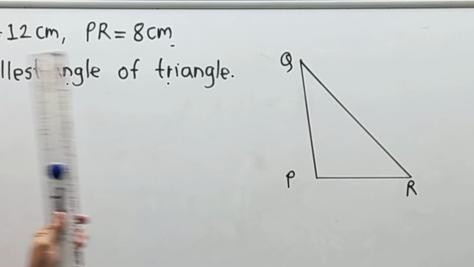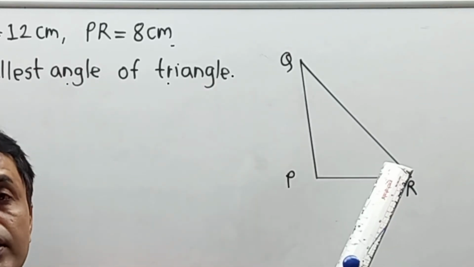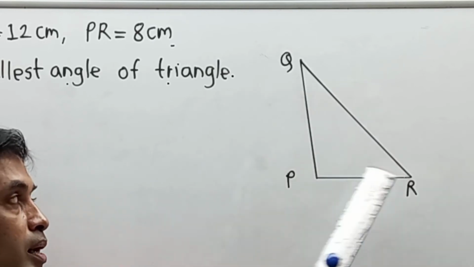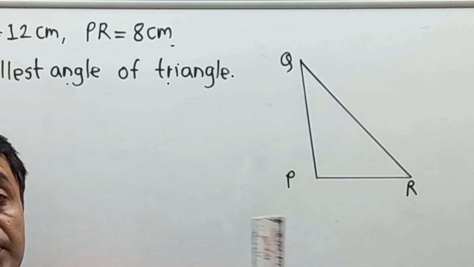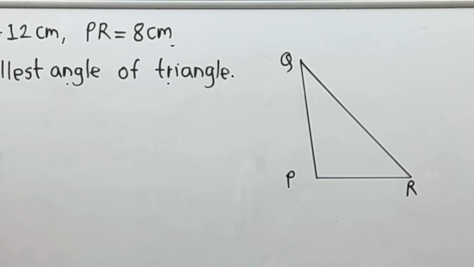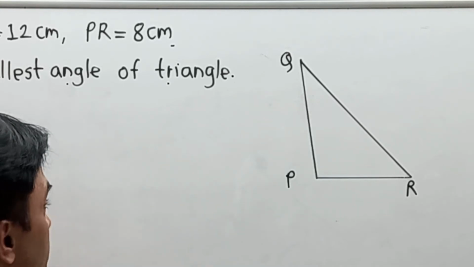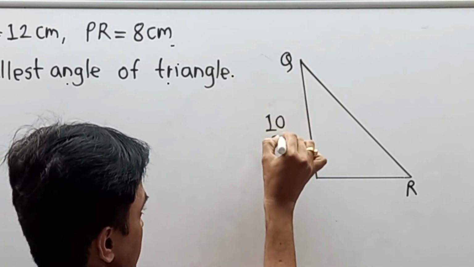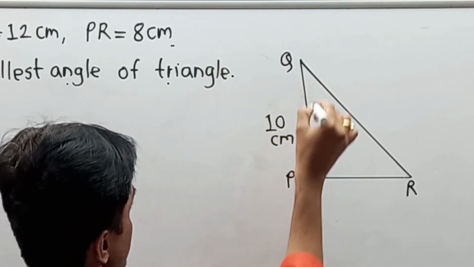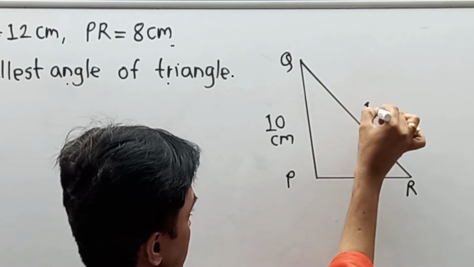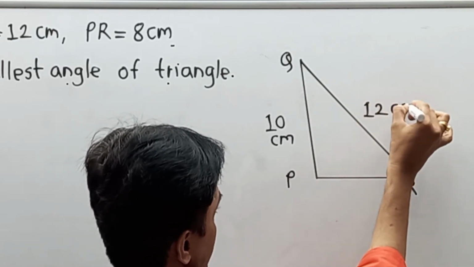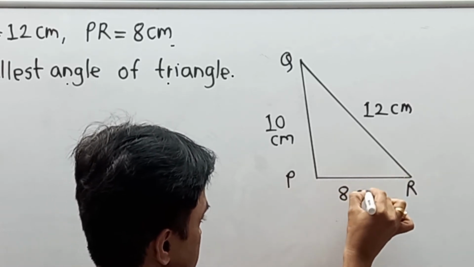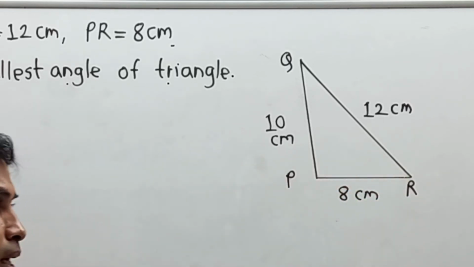First of all, whatever data they have given, I am going to write it over here. Now remember, I have already drawn a triangle PQR. Please pay attention to some specialities. As per their data, PQ is 10 centimeter. P to Q, this distance is 10 centimeter. QR is 12 centimeter. And PR is 8 centimeter. So one by one, try to understand.